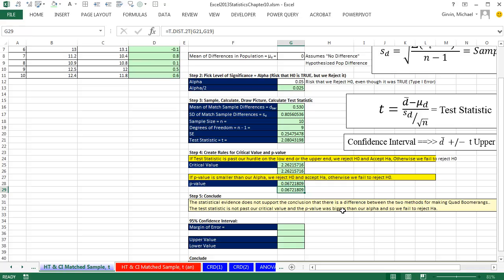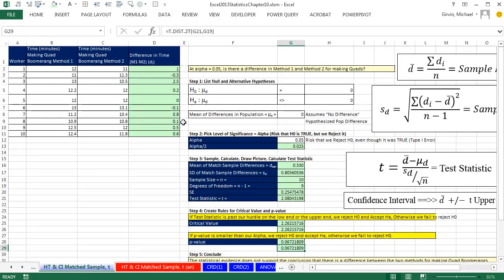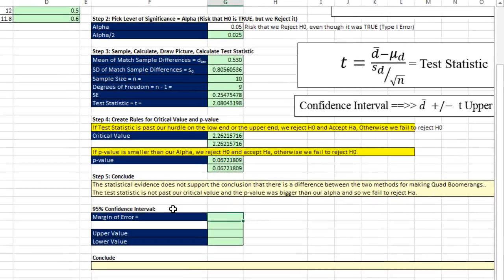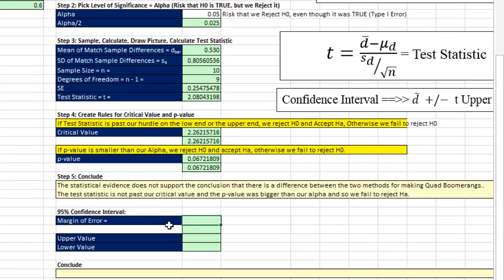Now, for matched samples, there we go. There's our hypothesis testing. It's just a few other steps because we've already made a bunch of calculations to calculate the confidence interval. This will tell you we're 95% sure that the population difference is between an upper and a lower value. Margin of error.